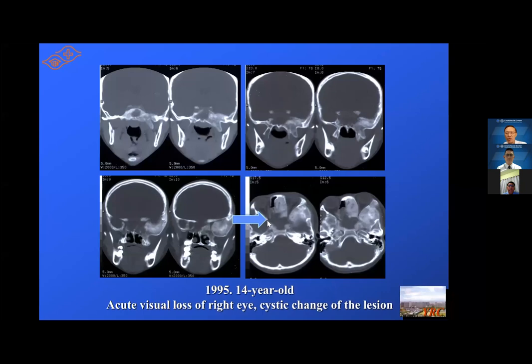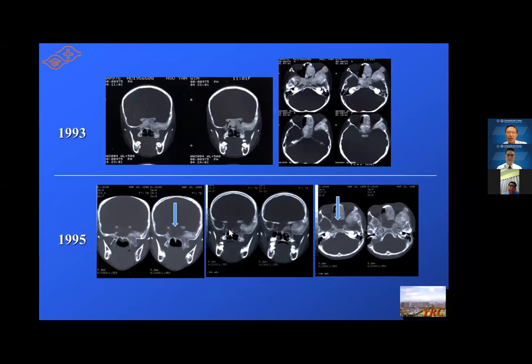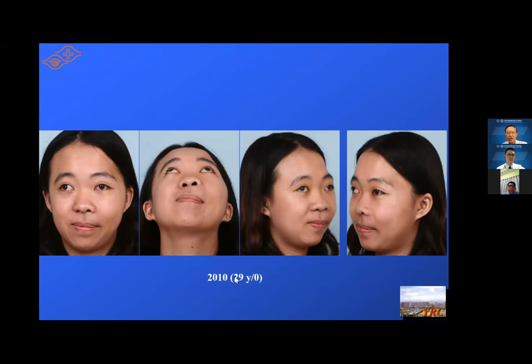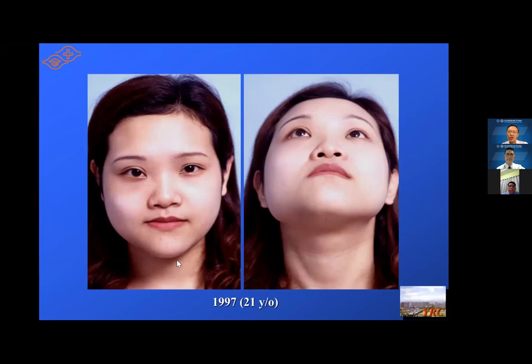We did the emergency decompression of all this area with the neurosurgeon, but the eye did not come back. This is 93 and 95. You can see the cystic degeneration of the sphenoid bone and fibrous dysplasia that compressed the optic nerve. And this at the age of 20, after this decompression, the right eye is blind, so that it is now a dystopia. And this at age 29, she got married, and we follow her up constantly, stationary.